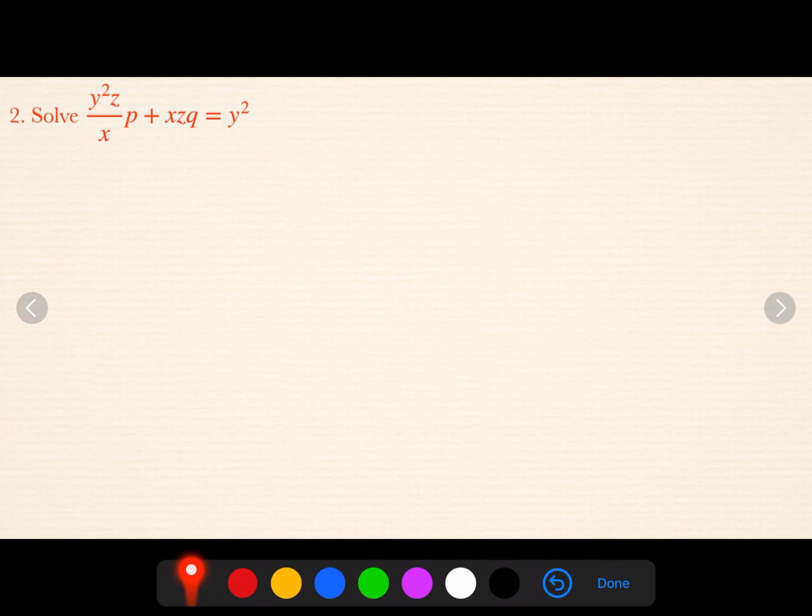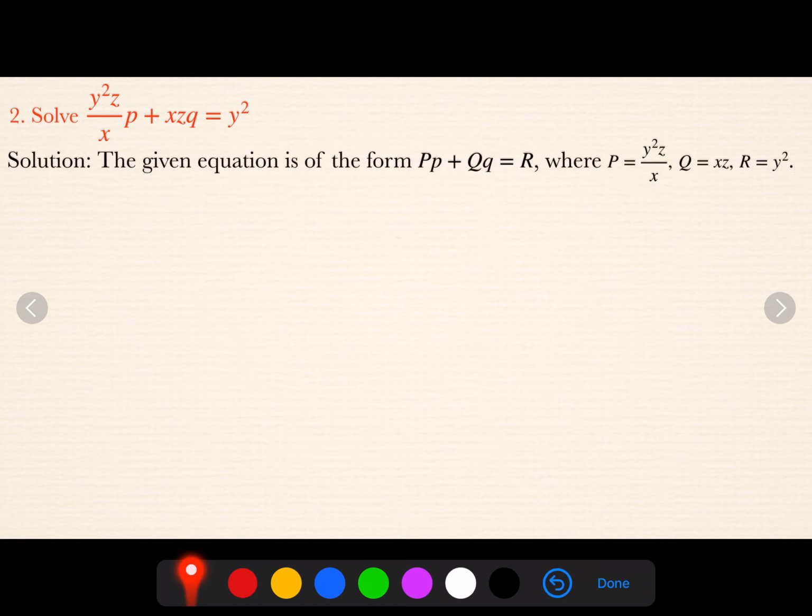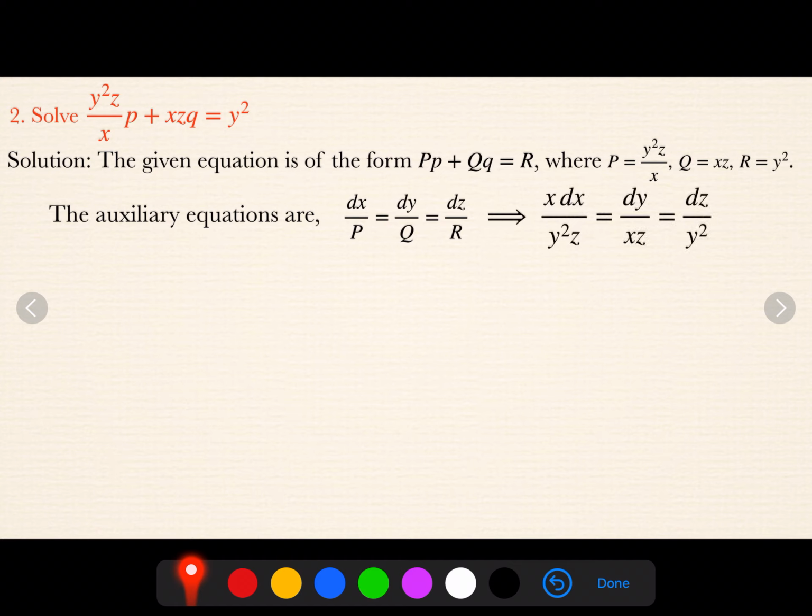y square z by x into p plus xz into q is equal to y square, they are given. Clearly it is of the form Pp plus Qq is equal to R. Try to find the values of capital P, capital Q and capital R. With those values, substitute in the auxiliary equation. So we will get, I have taken the x to the numerator here, x dx by y square z, dy by xz, and dz by y square.